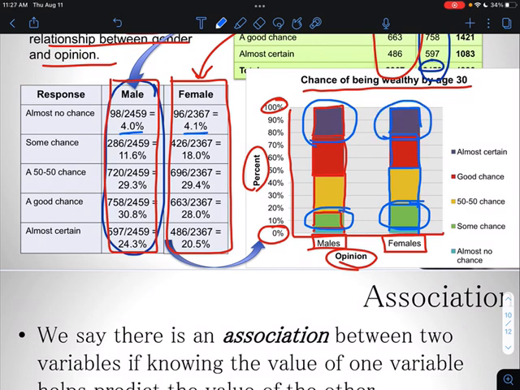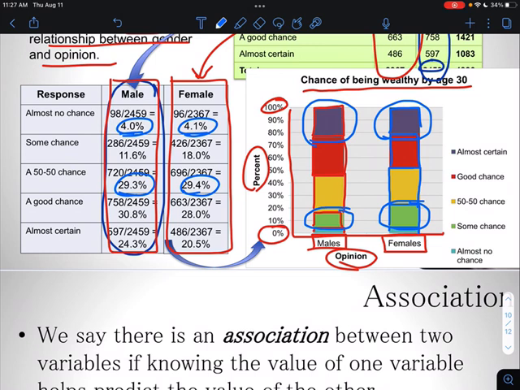And so this is one of those things where, because we see those big differences between the two, we would say that males are more likely to say almost certain and less likely to say some chance, versus females who would be less likely to say almost certain but more likely to say some chance. And so we see that there's a difference in a couple of those different groups, which means there is some sort of association. Even though some of the groups were almost the same, like 4% and 4.1, 29.3 and 29.4, because there were differences anywhere within the graph, that tells us that there is some sort of association. And so that's kind of what we're looking for.